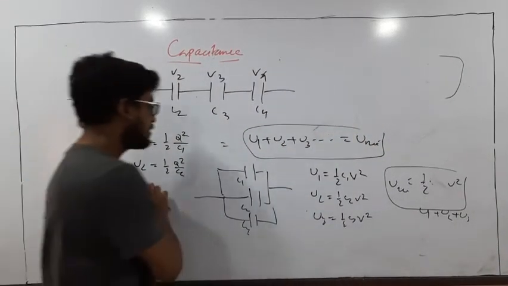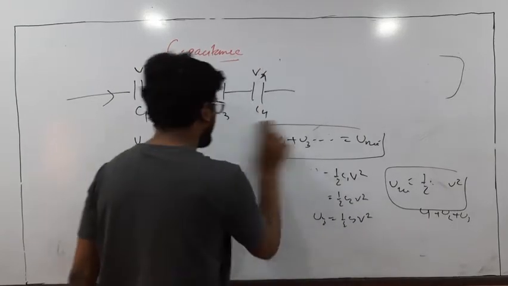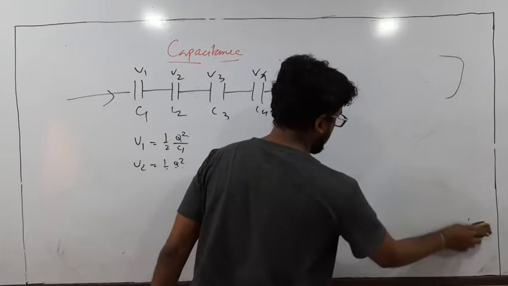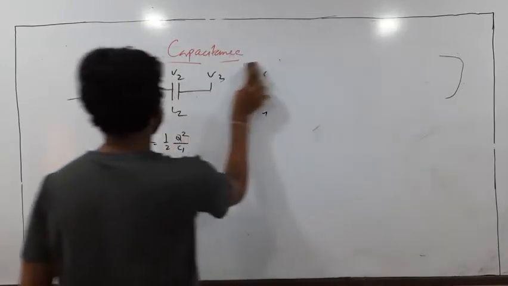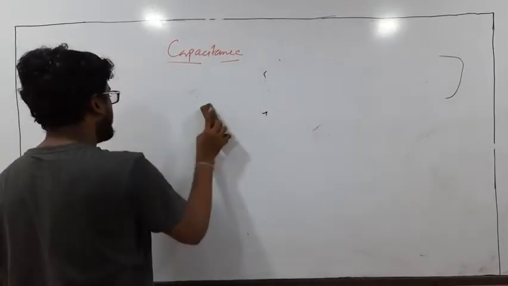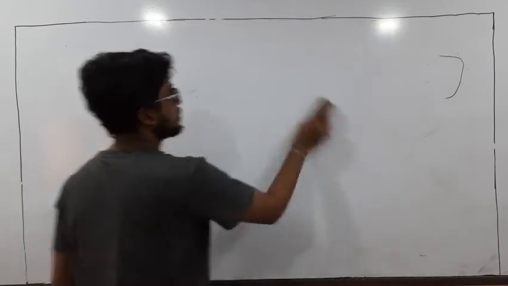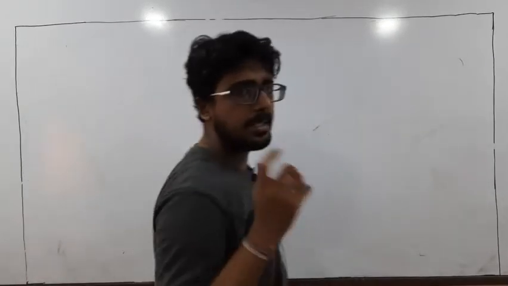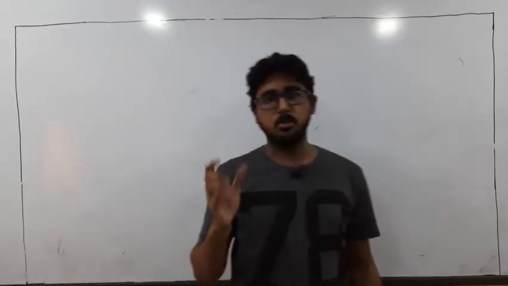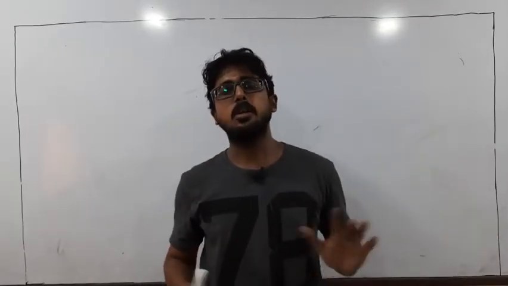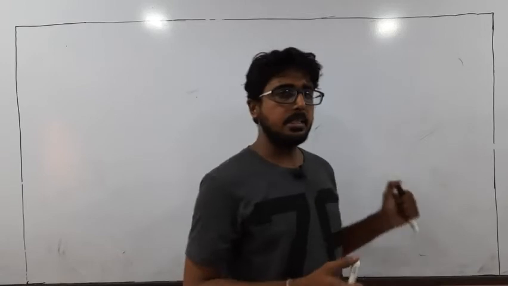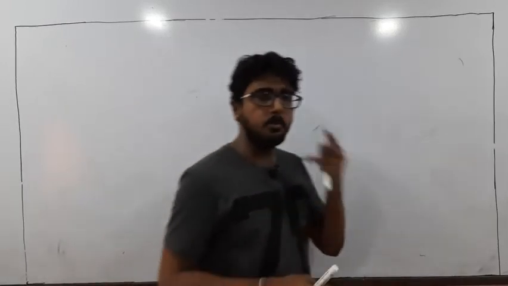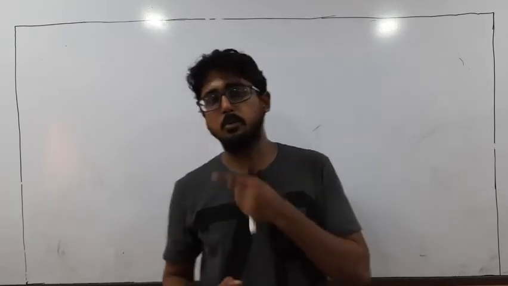So next, what will happen when we introduce a dielectric in a capacitor? What is a dielectric? Basically, a dielectric is an insulator which has no free electrons. Dielectrics are of two types: one is polar dielectric and another is non-polar dielectric.